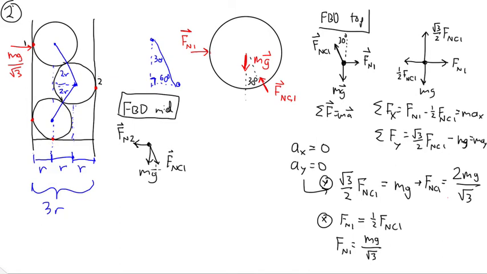Okay, mg. And then it's got what I'm going to call FNC2 going up and to the left. And these both make a 30-degree angle with vertical, because FNC2 is the force from this cylinder, FNC1 is the force from this cylinder. You've got N2 pushing to the left from this point, and then you've got the weight going down.